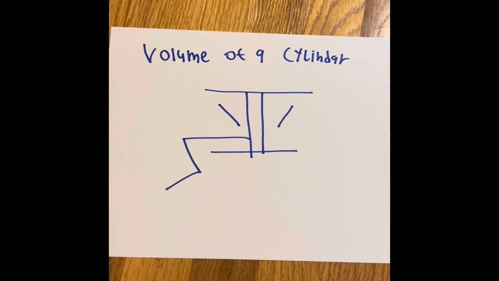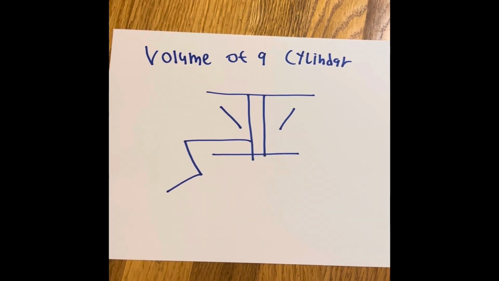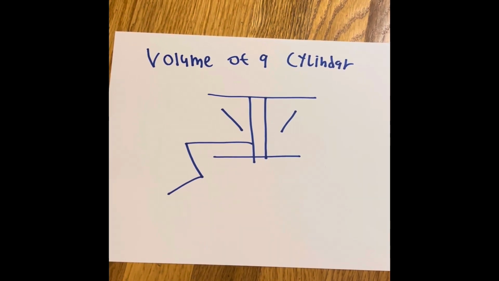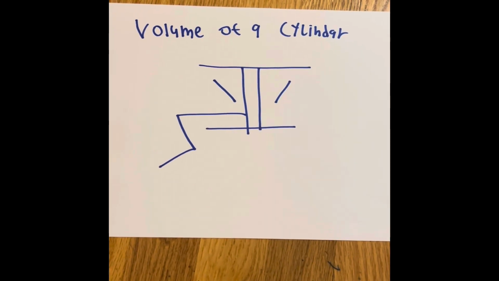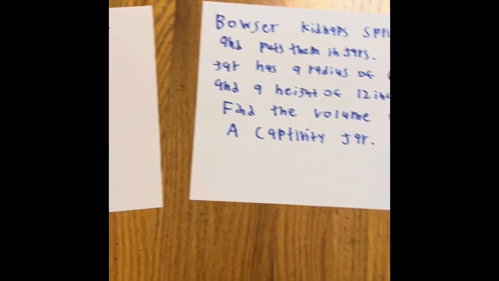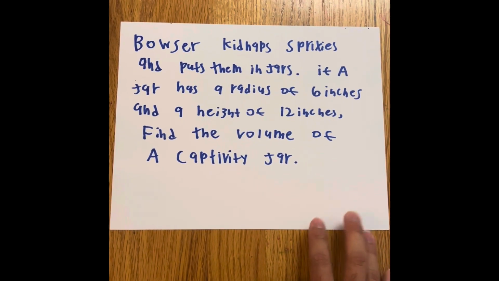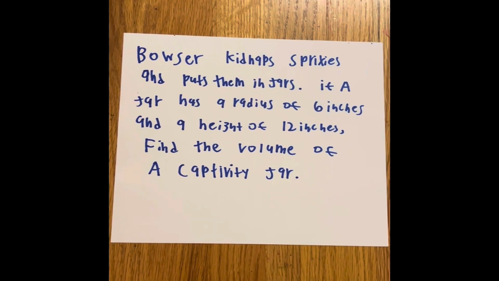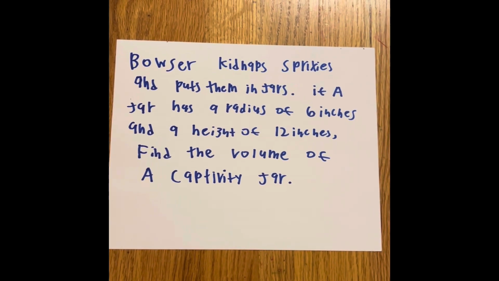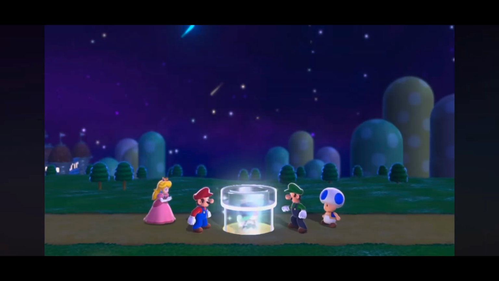So we're going to be working on a word problem, and we're going to see how we can understand the volume of a cylinder. If you ever played Super Mario 3D World on the Wii U or the Nintendo Switch, then this word problem, where it came from, actually can make a lot of sense. So apparently, Bowser has kidnapped a bunch of Sprixies and put them in jars.